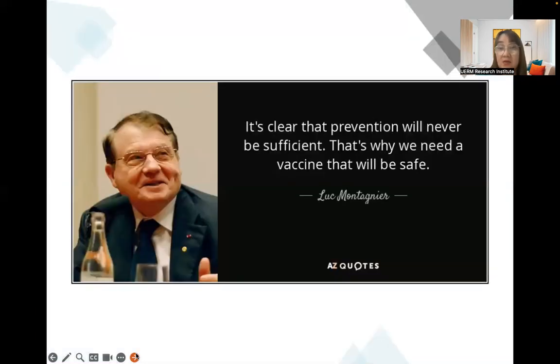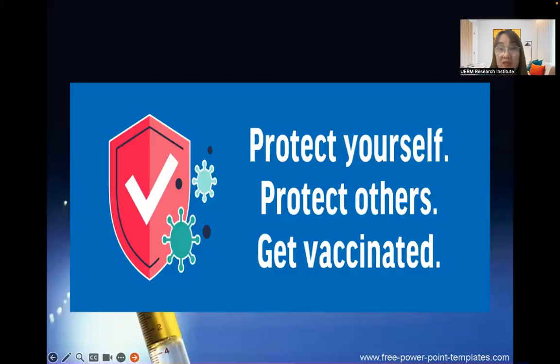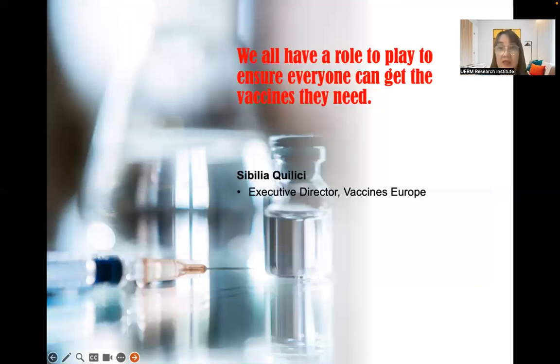So it's clear that prevention will never be sufficient. That's why we need a vaccine that will be safe. It's a quote by Luc Montagnier, a microbiologist. And you protect yourself, you protect others by getting vaccinated. And we all have a role to play to ensure everyone can get the vaccines they need. A quote from Sibylle Kilichi, Executive Director of Vaccines Europe.